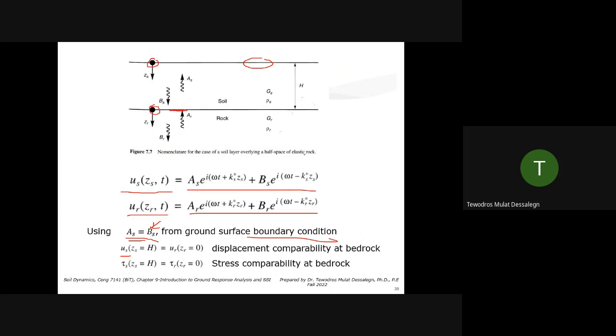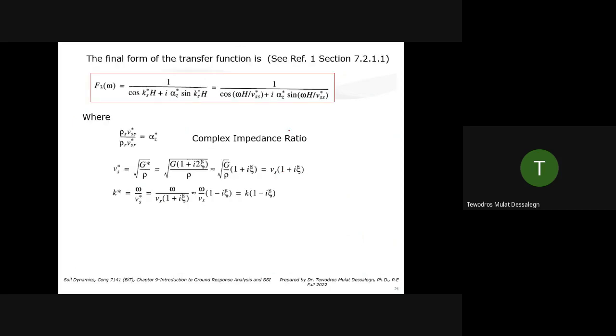We're going to use displacement and stress compatibility at every interface. At this point, whatever the rock is moving, the soil is also moving because it's an interface point. And shear stress is also the same for soil and rock at this interface point. So there is continuity. So using these relations, stress and displacement compatibility at the interface, and also shear stress zero at the ground surface, we came up with the transfer function following the same procedure. You can see the detail for this derivation in reference 1, this section.